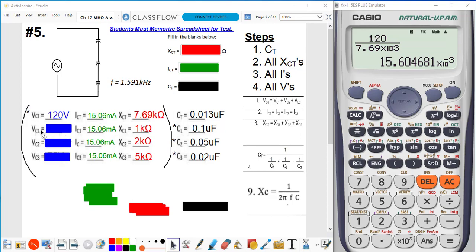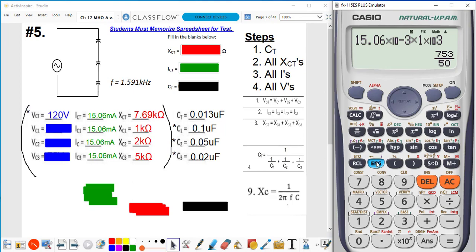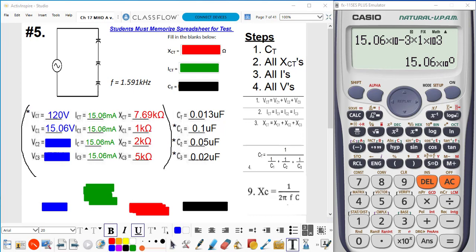We can find our VC1, the voltage dropped at the first capacitor, by taking our 15.06 milliamps times 1K ohm. Gives us an answer of 1506 volts for V1. Take our 15.06 milliamps times 2K ohms, and this gives us 30.12 volts for our VC2. 15.06 milliamps times 5K ohms. This gives us 75.03 volts for our VC3.